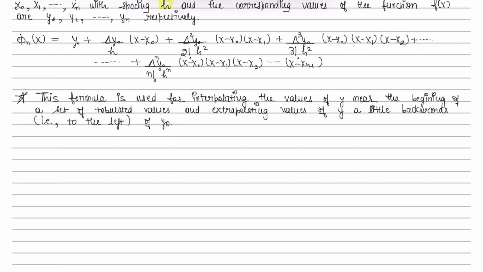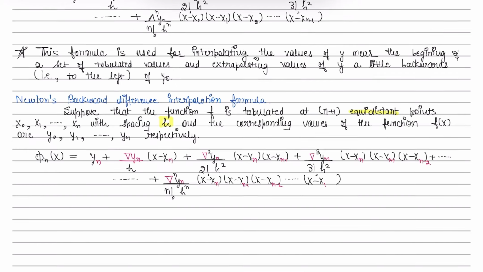Similarly, let us recall Newton's backward interpolation formula. In the same way, this formula is used for interpolating the values of y that are near the end of a set of tabulated values, and also for extrapolating values of y a little ahead of yn, that is, to the right. Let us write it down too.